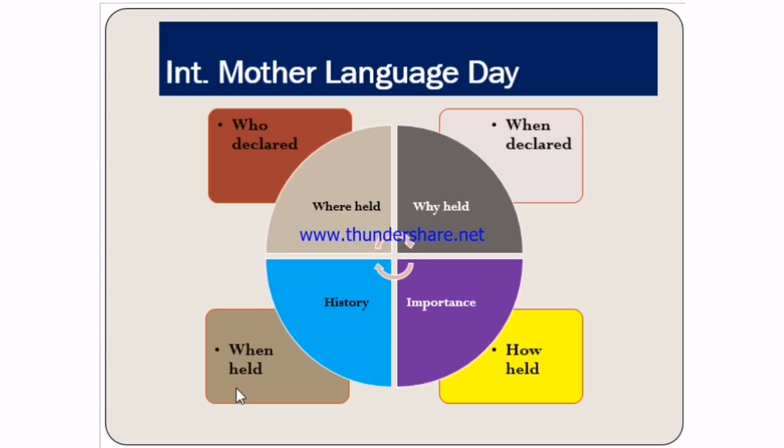Now, International Mother Language Day. Here also we have given 8 ideas. Who declared International Mother Language Day? When was it declared? Where is it held? Why is it held? In order to remember the sacrifice of the martyrs. Language matters. What is its importance? What is its background history? When is it held? On 21st February. How is it held? Different sorts of cultural programs are organized all over the world. So if you combine all these answers together, it will be a paragraph.